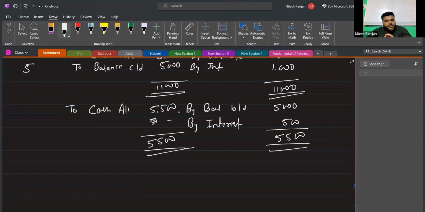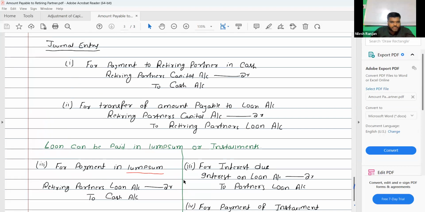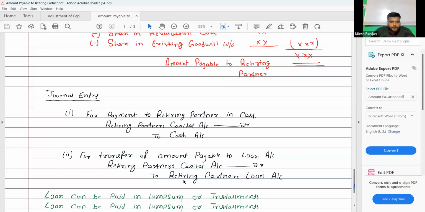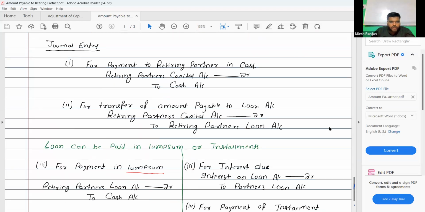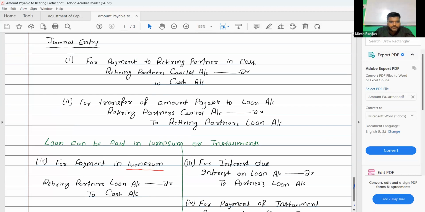Yes, sir. So this is the concept of executor's loan account also. You have to remember this concept. So you can take the screenshot of this journal entry.